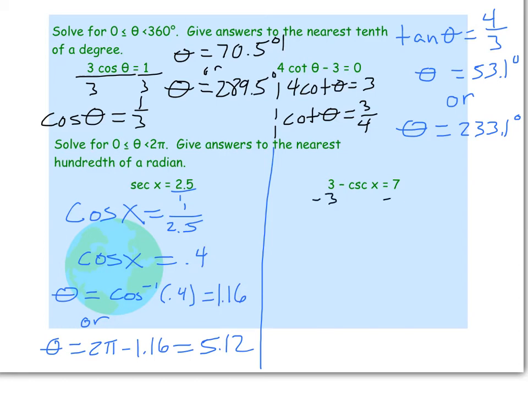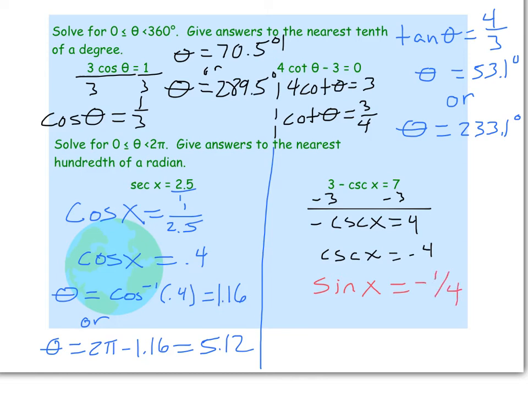I have cosecant here, so I want to get that all by itself. Subtracting 3 gives me negative cosecant of x equals 4. And dividing by negative 1 gives me cosecant of x equals negative 4. Here's where I will use a reciprocal. I want to switch this over to sine, because now I can use my calculator with sine, so long as I take the trig value and flip it. Okay. Now let's actually work this one all the way through.